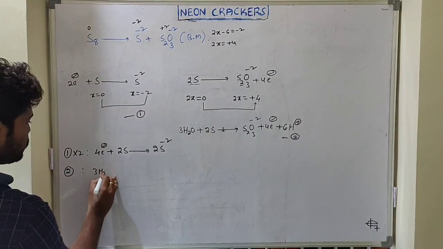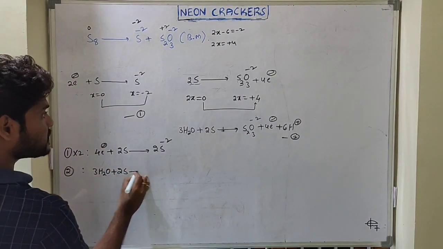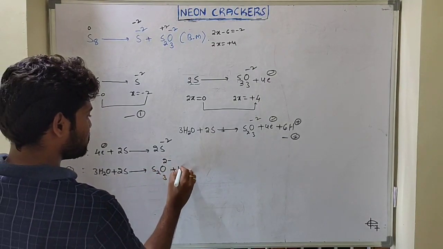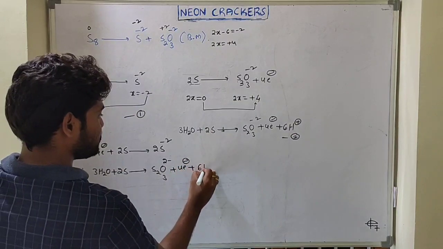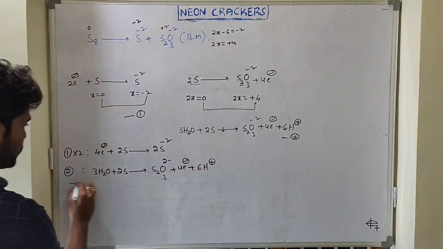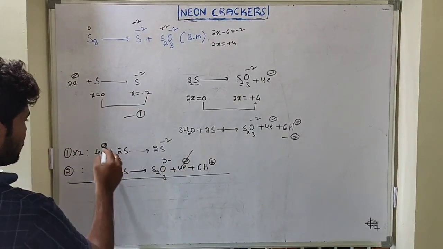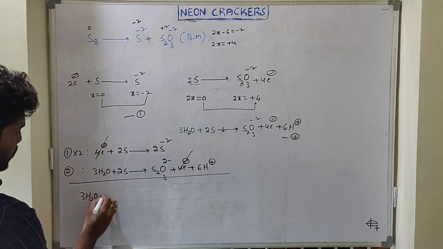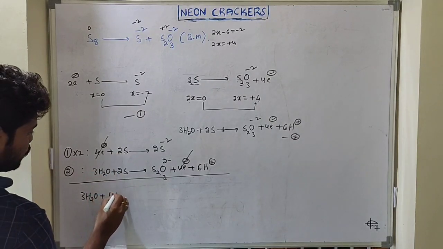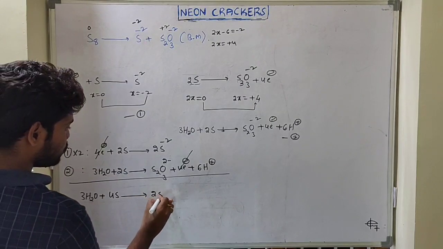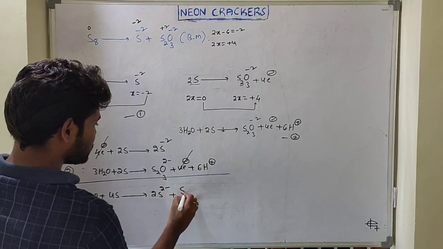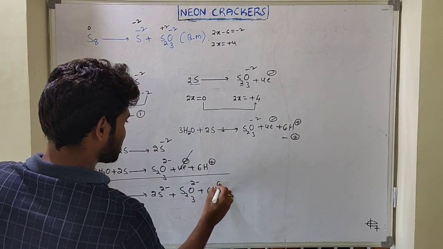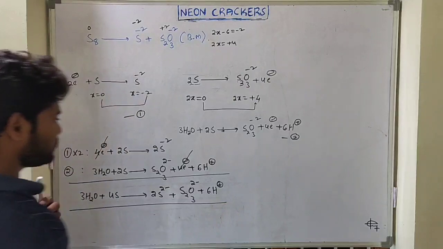So 3 water molecules plus 2S giving S2O3 2 minus plus 4 electrons and, last one, 6H plus ions. Now balance this equation: 4 electrons, 4 electrons. So the resultant is 3 water molecules plus 2S, 2S, 4S giving 2 sulfide plus 1 thiosulfate plus 6H plus ions. And what is this?